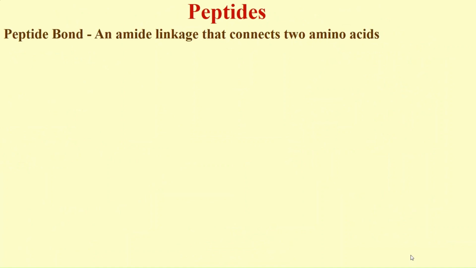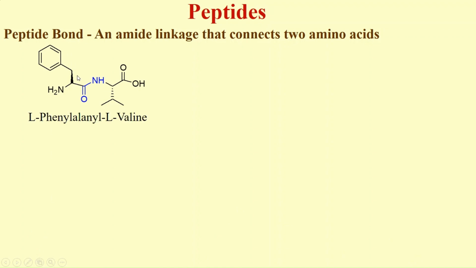What is peptide? Peptides are those compounds which have peptide bonds. What is this peptide bond? It is an amide linkage between two amino acids. This amide linkage connects two amino acids through this amide bond. If I take this compound as an example, I have phenylalanine linked with valine through amide linkage.